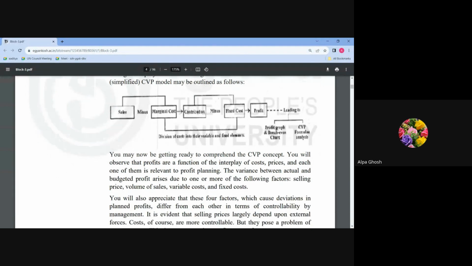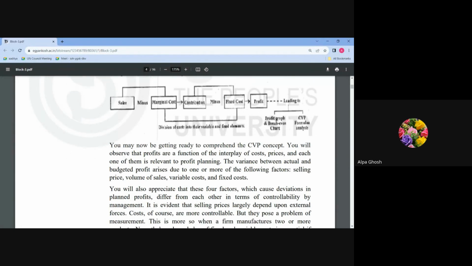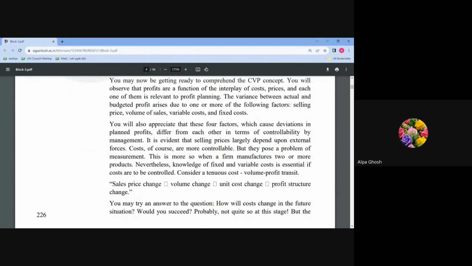So CVP is a model where we can find the effect of different elements on profit. This is used as a strategic decision by the fund managers, by the financial managers in the organization.